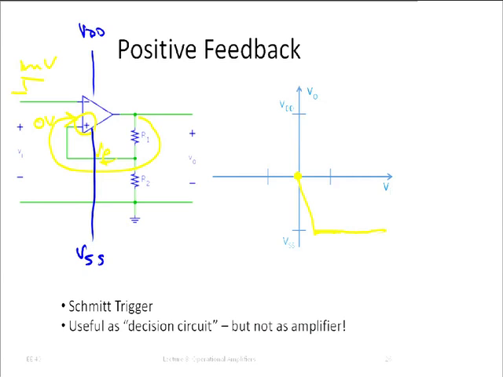For example, let's reduce Vi to 0. What happens? Well, the output of the operational amplifier is still VSS. VSS, right, can be a negative number. And the output is still VSS, and then we divide that maybe by 2 or so, whatever the divider ratio is of the two resistors.